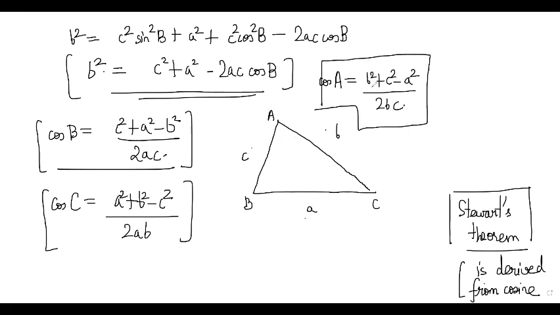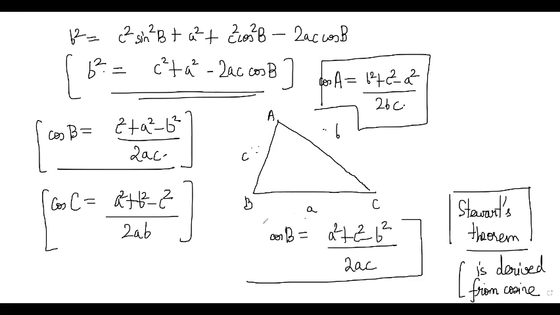So remember the pattern here. The pattern is included sides, you square them, add them, and subtract the opposite side square divided by 2BC, right? So similarly here you can say cos B will be equal to A square plus C square minus B square by 2AC. This is the statement of cosine rule. You don't need any other statement.